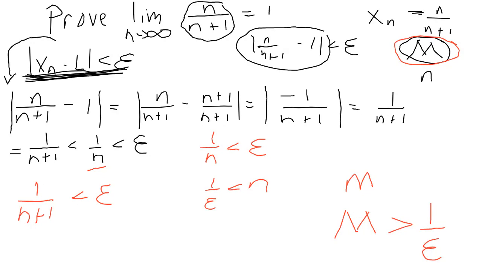Say that again. All right. Yeah. 1 over n is simpler to use than 1 over n plus 1. And since you know that 1 over n plus 1 is less than 1 over n, and if 1 over n is less than epsilon, then 1 over n plus 1 must be less than epsilon as well, with the 1 over n instead of the 1 over n plus 1.